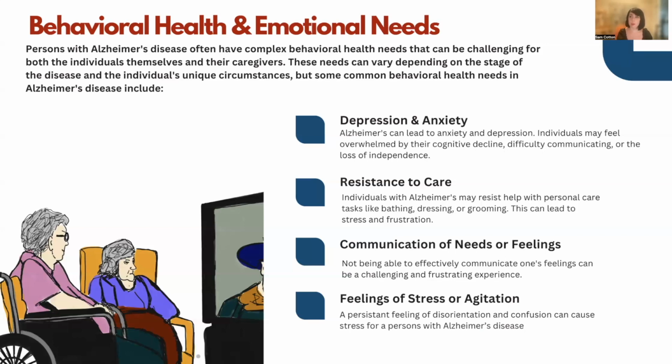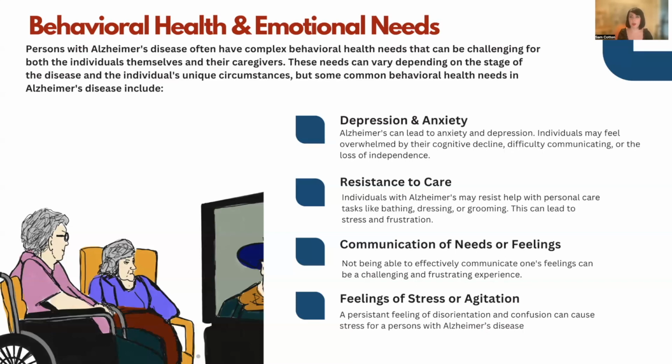Persons with Alzheimer's disease and other types of dementia also have those challenges related to language and communication. So they might not always be able to express themselves. They might not be able to effectively communicate that they're feeling sad, that they're feeling lonely, that they're feeling this sense of stress. And that can be overwhelming and frustrating for them.